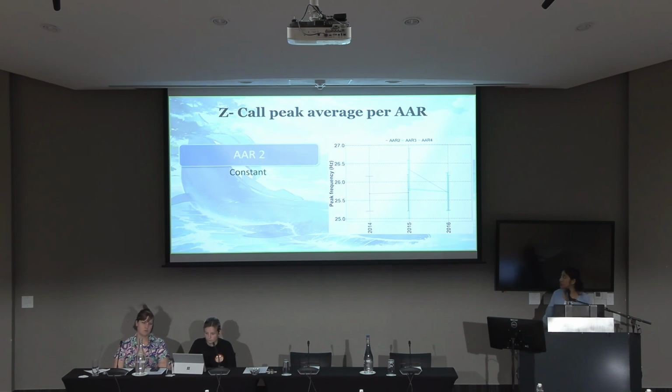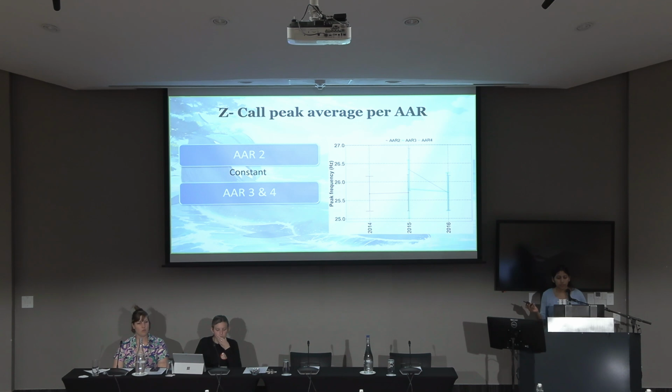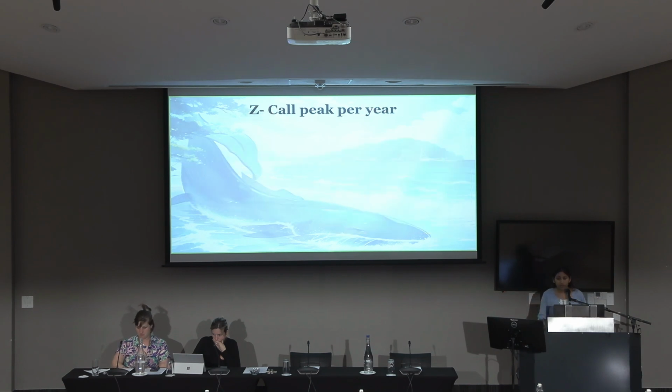On the AAR2 side, I'm sorry, there is a slight difference, but I mentioned it as constant because there's not much difference, and it's a short duration, maybe like 5 months. I have data for a full year, but the presence of the blue whales is seasonal, so I have a short time of data for that. And then with the AAR3 and 4, there is an increase in the peak frequencies and then it dropped again to the average level of the peak frequency.